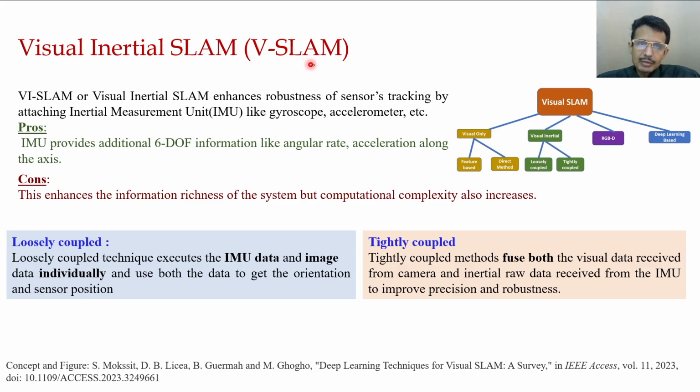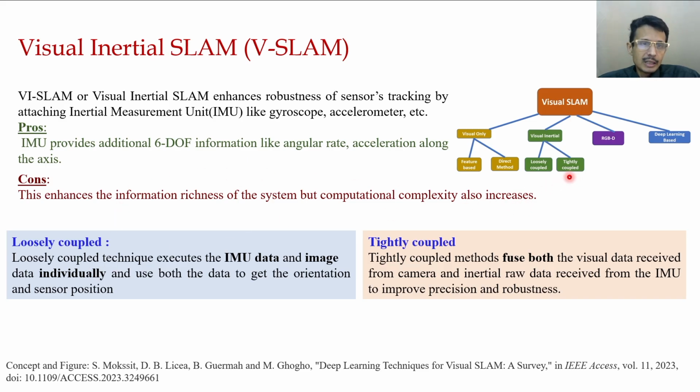Visual inertial SLAM, or VI-SLAM, enhances the robustness of sensor tracking by attaching inertial measurement units like gyroscope, accelerometer, etc. The advantage is that they provide additional 6 degree of freedom information like angular rate and acceleration along the axes. The basic disadvantage is that it enhances the information richness of the system, so computational complexity also increases.